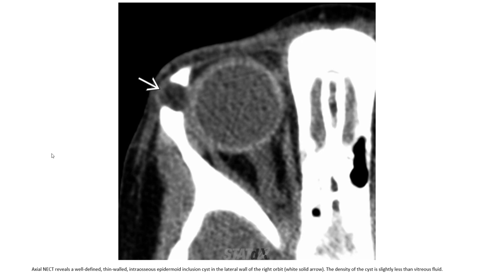Axial non-enhanced CT revealed a well-defined single intraosseous dermoid epidermoid inclusion cyst in the lateral wall of the right orbit, white slit arrow indicated. The density of the cyst is slightly less than fluid.